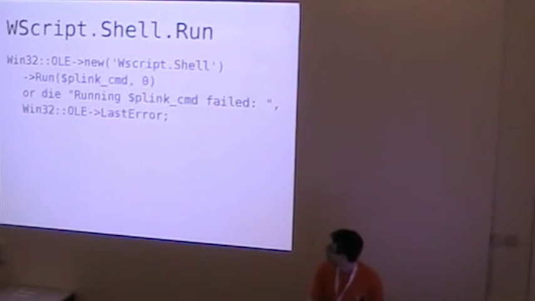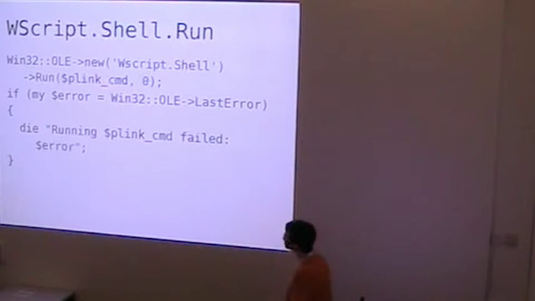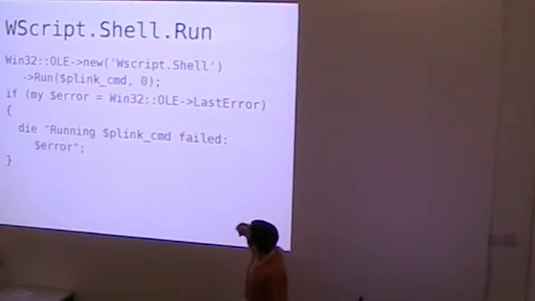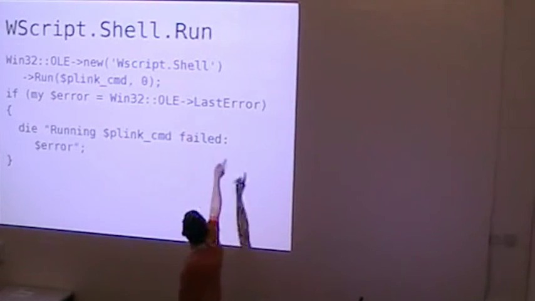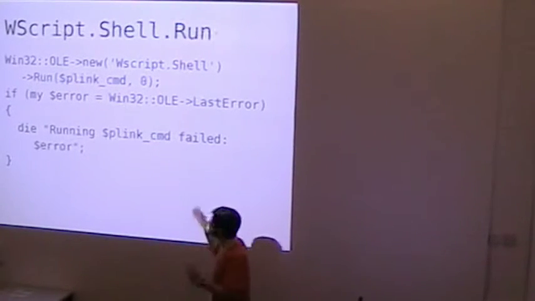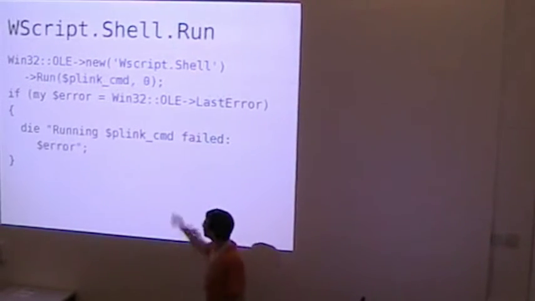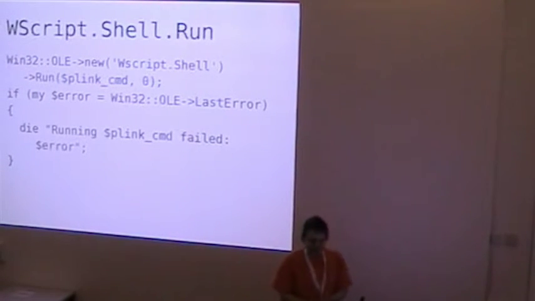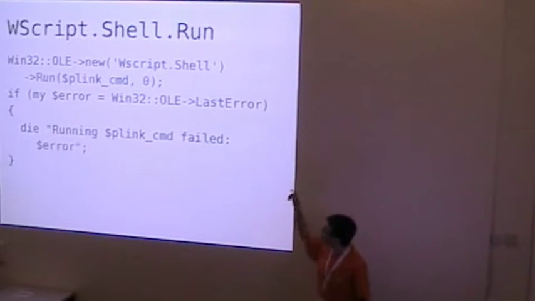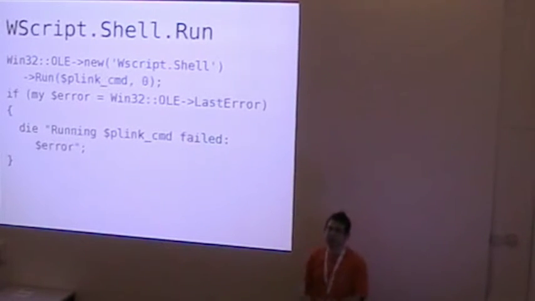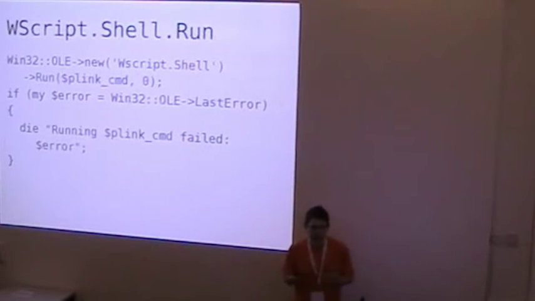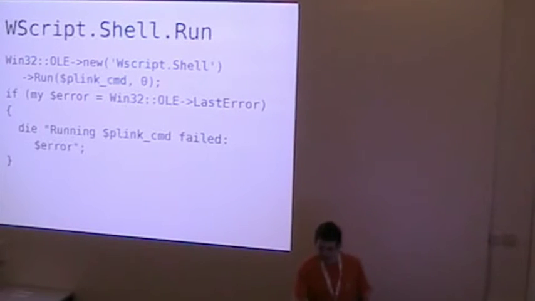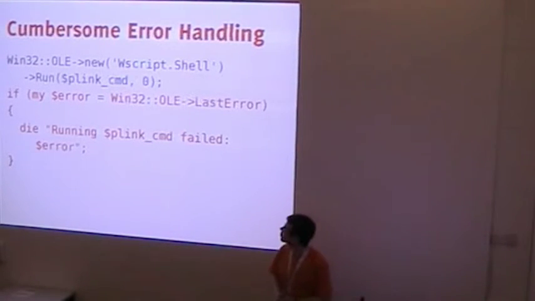What we actually have to do is that. So we have to run it, we then have to check to see if that last error has got something in it, and if so, print it out. And of course, we have to save it to a variable because that's global state, and who knows if something has happened in between. And now, our error handling is about twice as long as the original code, which is why we need to think about our error handling.